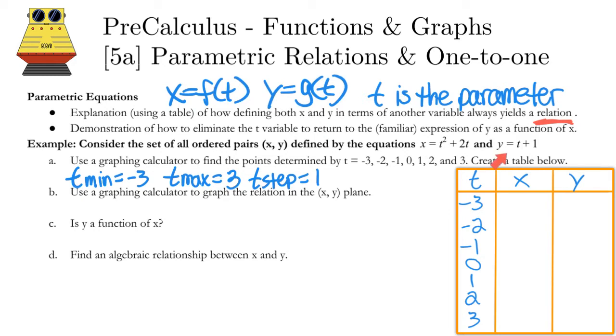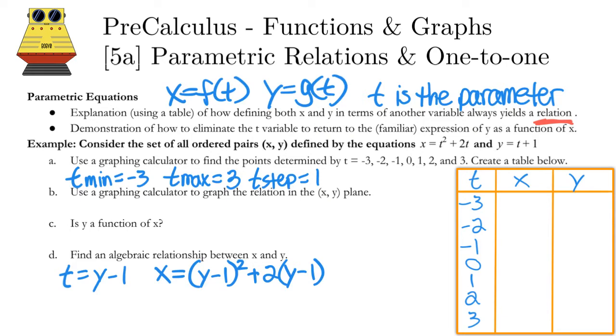I noticed that the y equation is a little easier to solve for t, so let's do that. If we subtract 1 from both sides, we get t equals y minus 1. Then we take that expression and plug it into the other equation as t. So we get x equals quantity y minus 1 squared plus 2 quantity y minus 1. That's it. That's a relationship between x and y. We could try solving for y if we wanted to, but that looks pretty difficult.